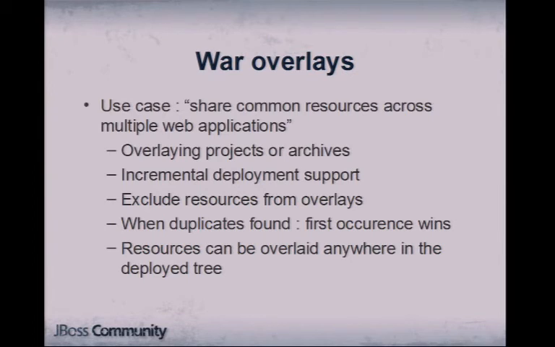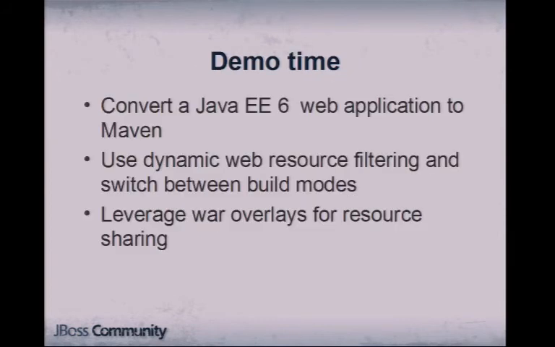And finally, all these resources can be overlaid anywhere in the deployed tree. So if you have a zip containing CSS at the root, you can tell Maven to deploy all these CSS under a /css/something/something tree. So that could be interesting if you want to share resources in your organization.